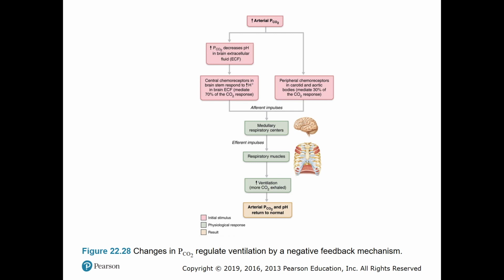Also, an increase in the arterial partial pressure of CO2 is going to stimulate the peripheral chemoreceptors in the carotid and aortic bodies, and this instead mediates about 30% of the CO2 response. So both of these will send afferent pathways to the medullary respiratory centers of the brain, and these will send efferent impulses to the respiratory muscles to increase ventilation so that more of that CO2 is going to be exhaled. And then the arterial partial pressure of CO2 and pH levels are going to return to normal.